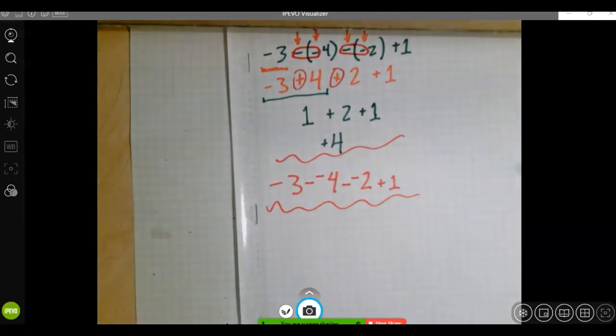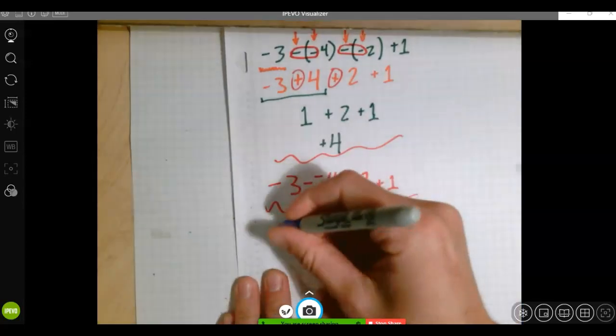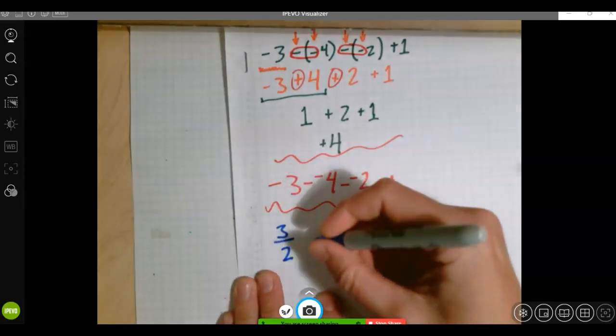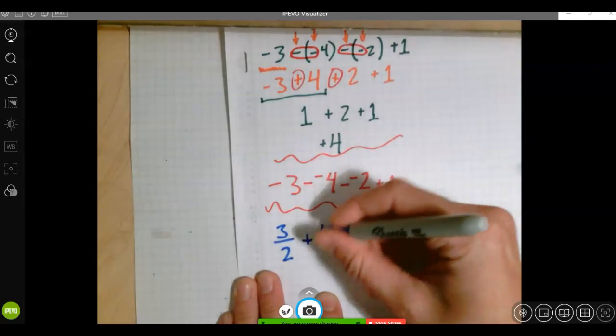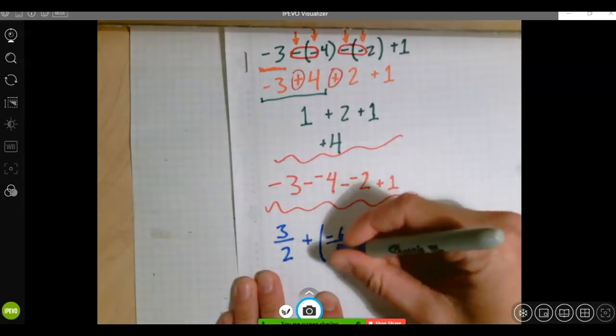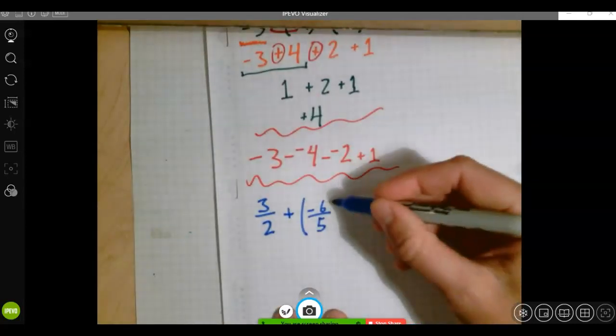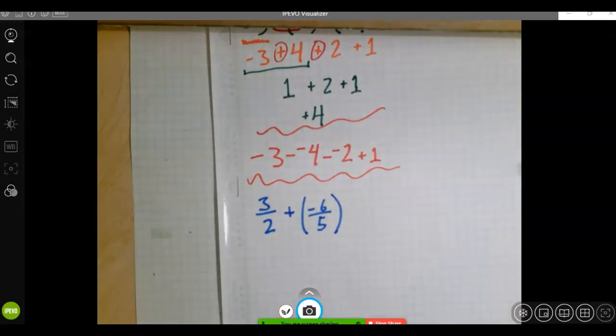Okay. So then to talk about your fraction problem that you sent me, gonna change colors here. 3/2 plus a -6/5. So when we start fraction problems, what's the first thing that we want to look at? Don't you have to get a common denominator? Yeah, we need those common denominators.